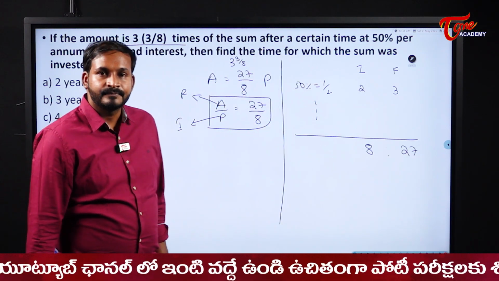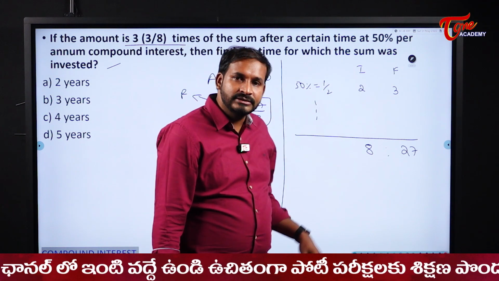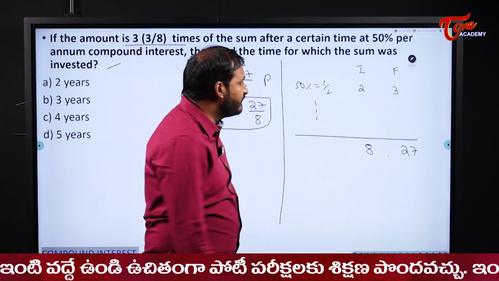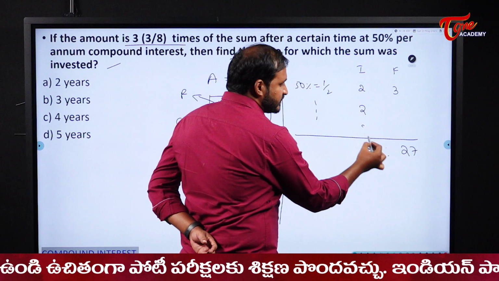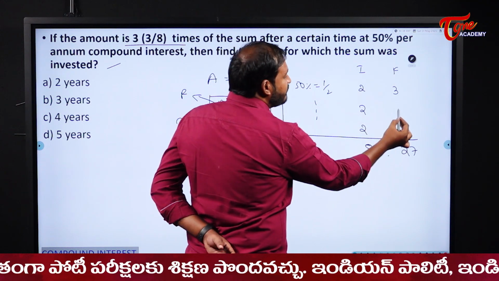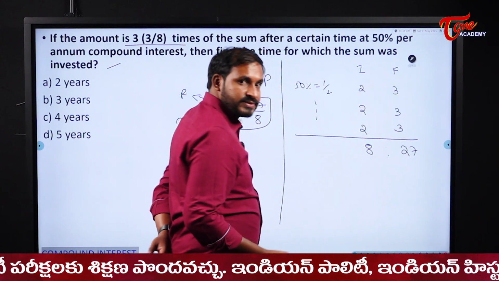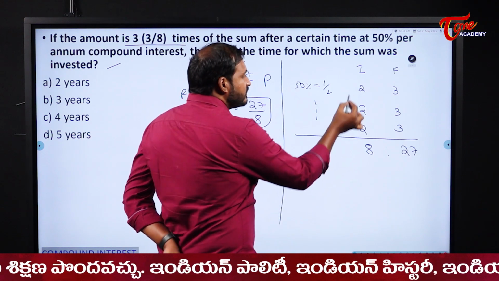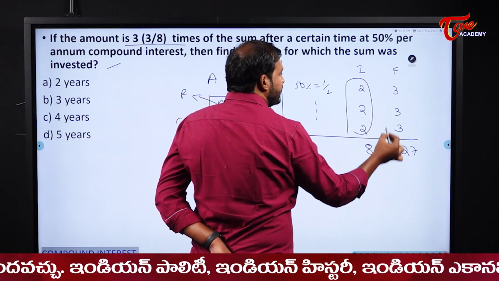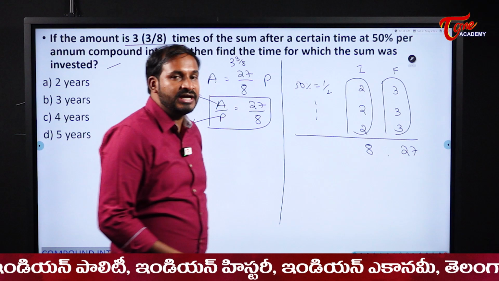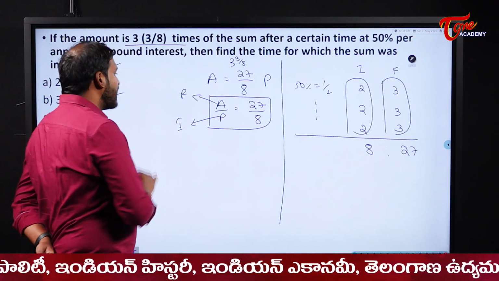Now tell me, how 2 can become 8? How 2 can become 8 if it was multiplied for 3 times? How 3 can become 27 if it was multiplied for 3 times? Right? So what is the duration here? 3 years. We can understand the duration here, 3 years. In 3 years this will happen.